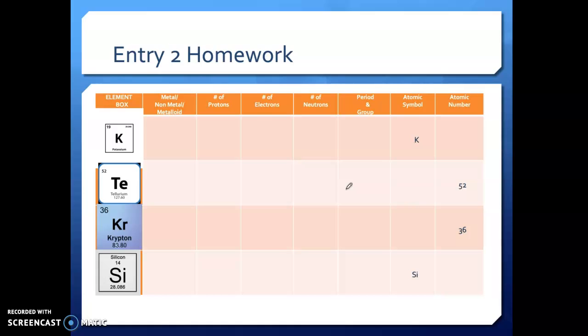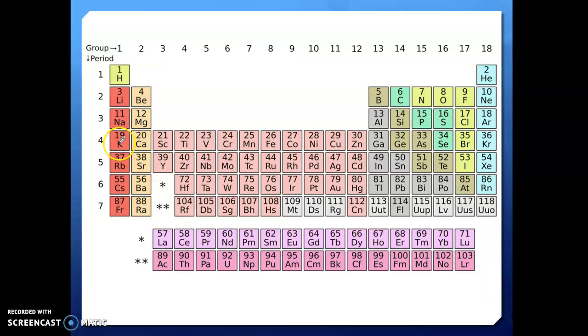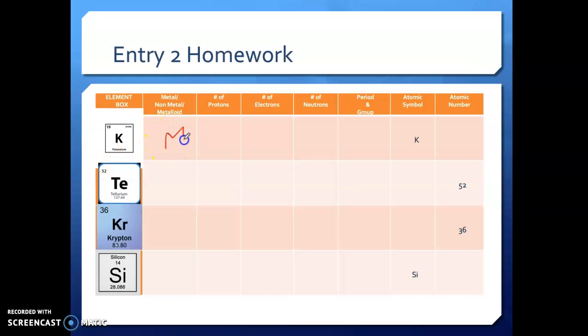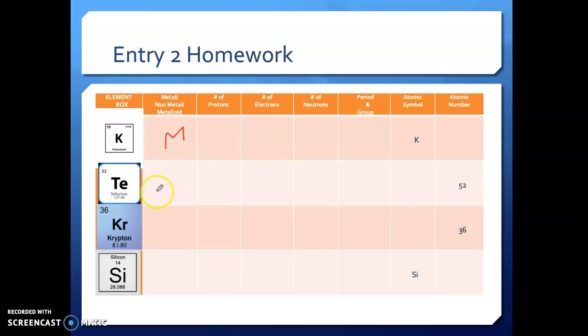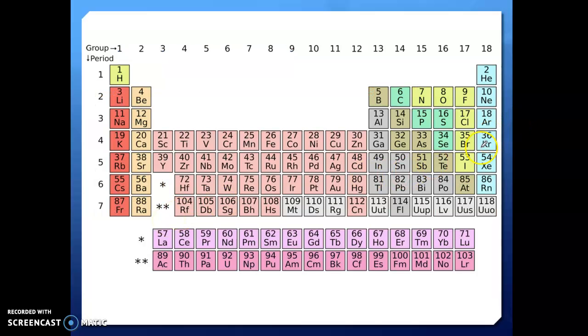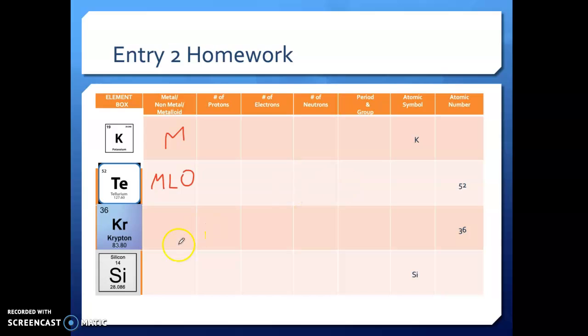So now what you should do is look at your homework here, and I've already filled in the element box. You're just filling out the information. What you're doing is labeling, are these things metals, nonmetals, or metalloids in this box. So an example, potassium, which is right here, is to the left of my staircase. So it's a metal. I'm just going to abbreviate that M. Te, on the other hand, is right on the staircase. Notice it's one of these army green colors. So that means it's a metalloid. I'm going to say MLO, metalloid. And then krypton, all the way over here on the right, that is a non-metal.